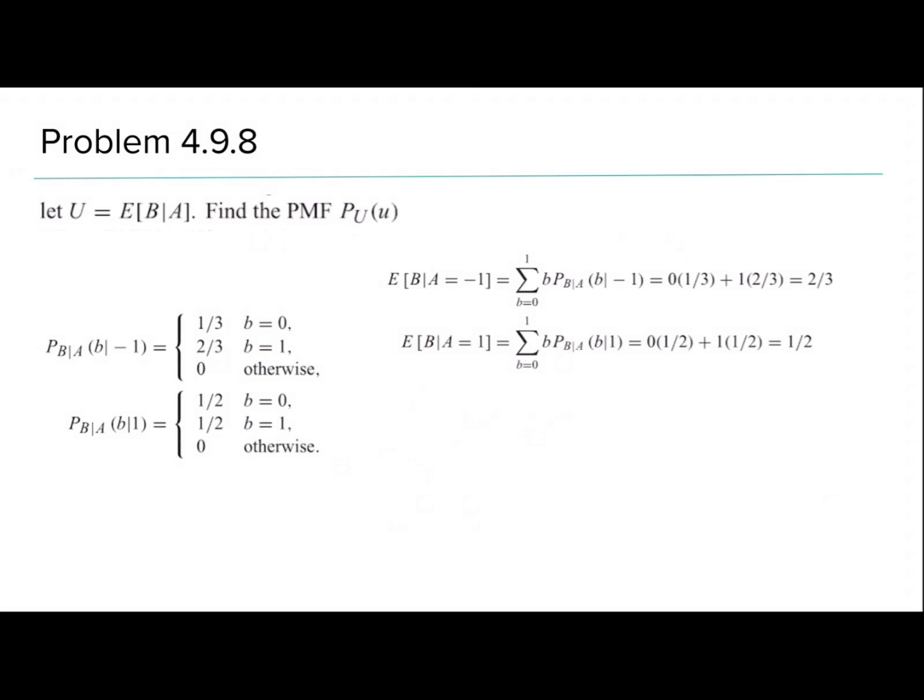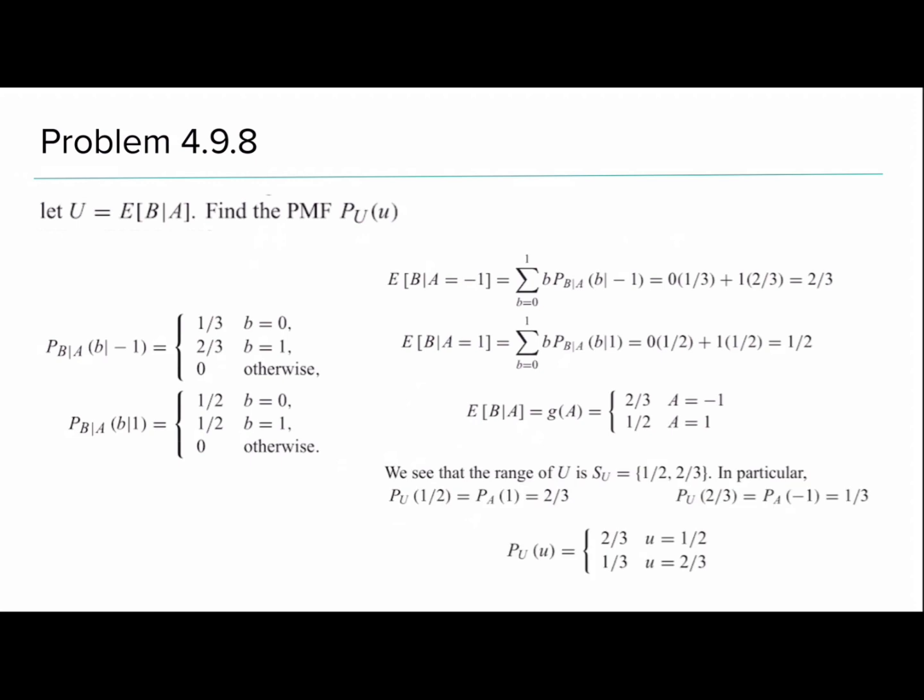So what we found here are the values of E of B given A, which is essentially a function of the random variable A, and it assumes the values 2 by 3 for A is equal to minus 1 and 1 by 2 for A is equal to 1, and this is the same as the random variable U, right? So U assumes the value 2 by 3 when A is equal to minus 1, and U assumes the value 1 by 2 when A is equal to 1.